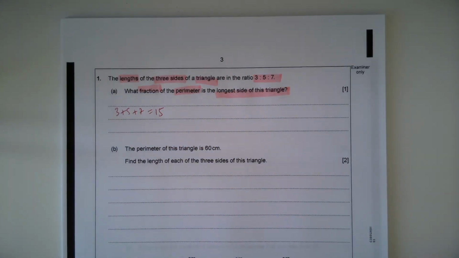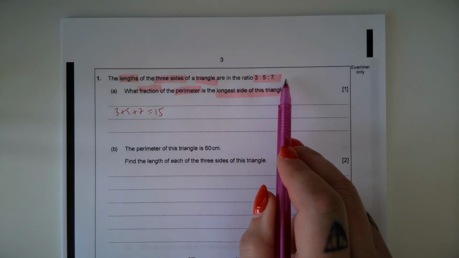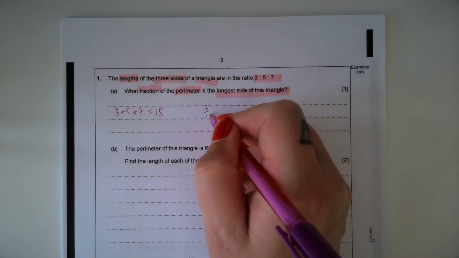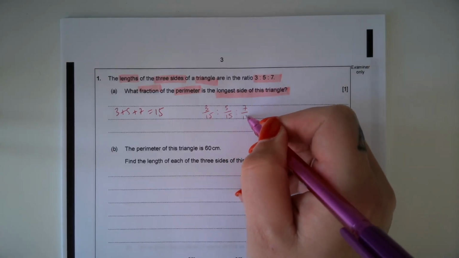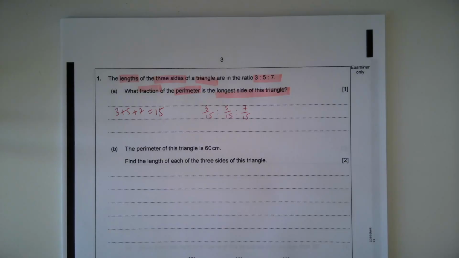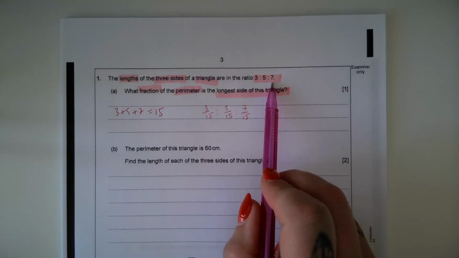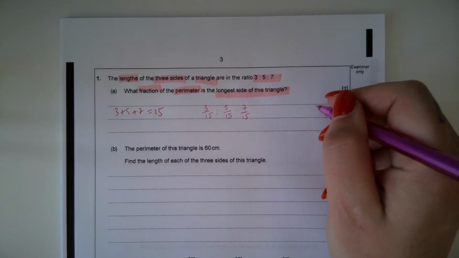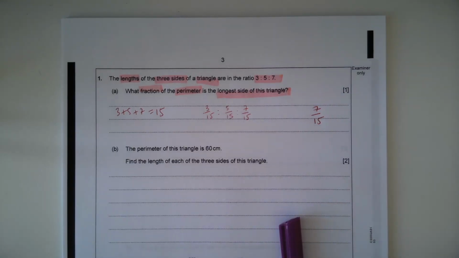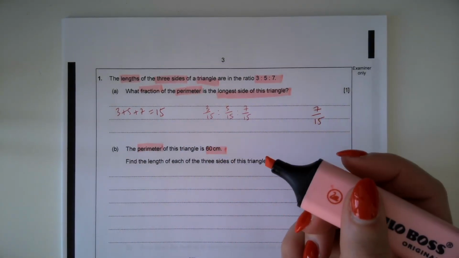We want the fraction of the longest side of the triangle. So if we were to write each section of this ratio as a fraction, we would have 3 out of 15 to 5 out of 15 to 7 out of 15. Now the longest side is going to have the most number of parts. So the longest side of this triangle is going to be the 7 because 7 is bigger than 3 and 5. So the fraction of the perimeter that is the longest side of this triangle would be 7 out of 15.